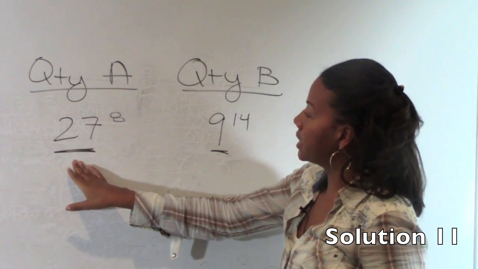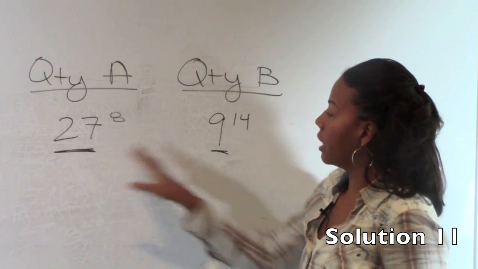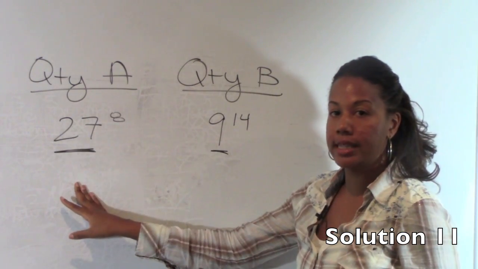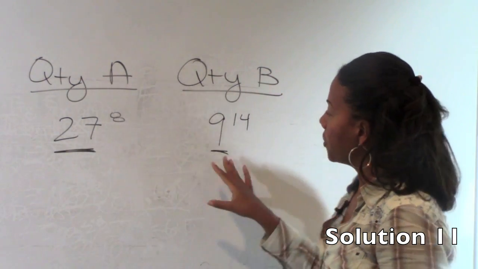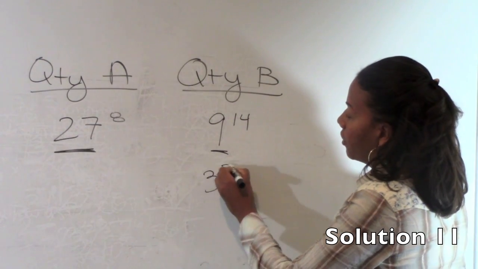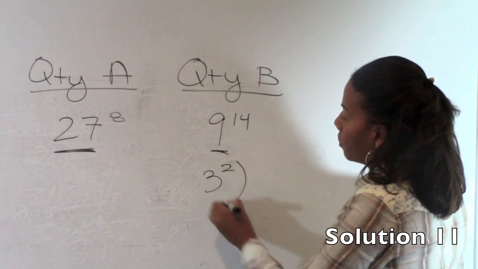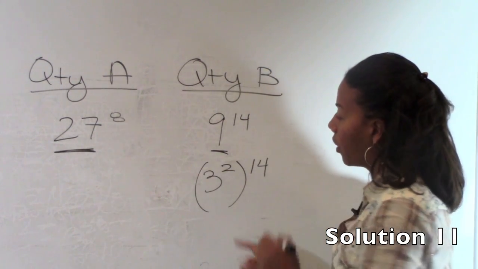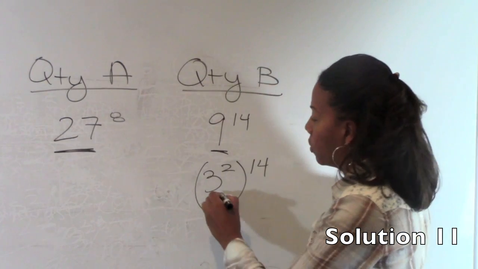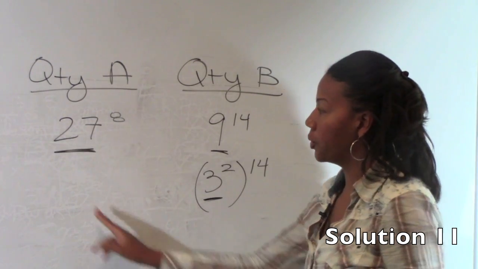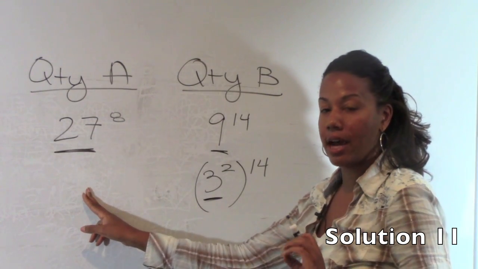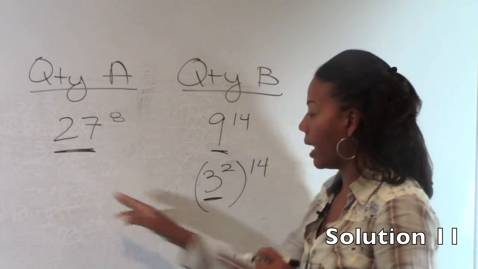So what we want to do instead in this case is break down both of our bases so that they're the same. So you know that 9 is 3 squared, and we're going to raise that to the 14th power over here. And this should give you a clue as to what we can break the 27 down into. So we should be able to break 27 down into 3 raised to some power.